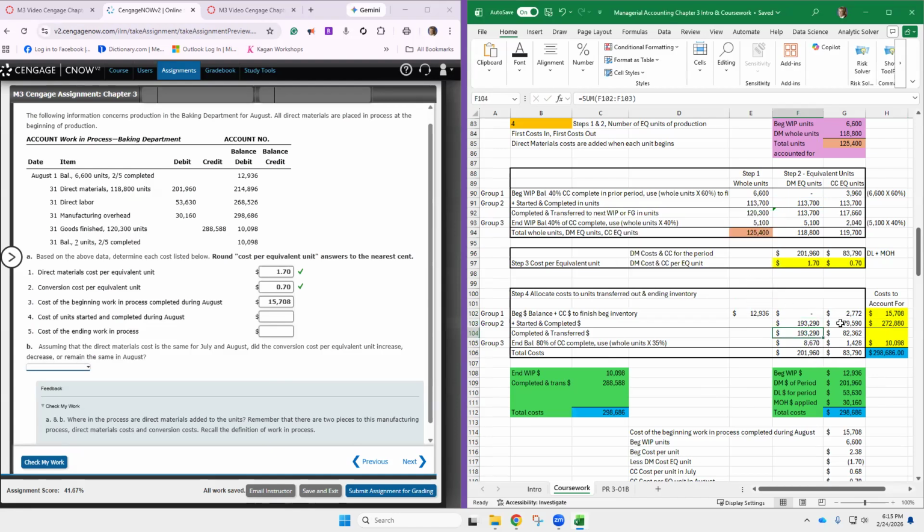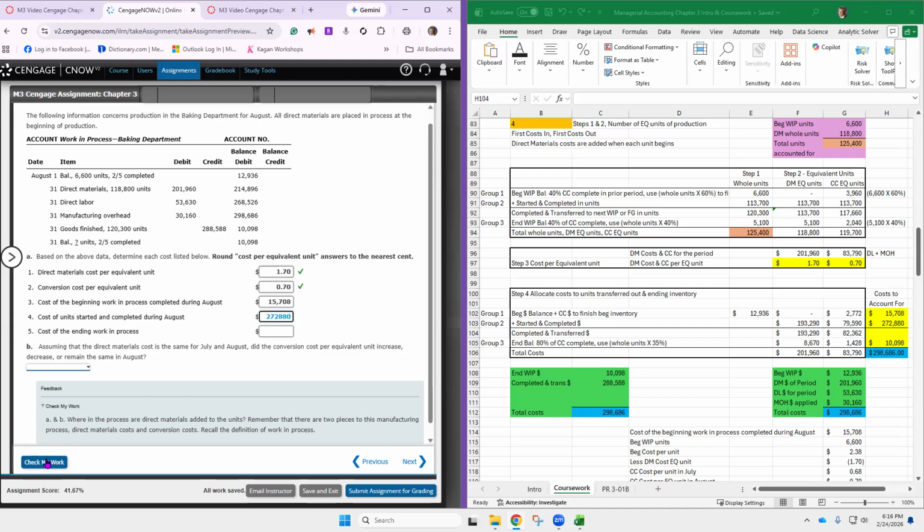Now we're going to go over here to the conversion column, and we're going to take the started and completed units times its 70 cent cost. Then we're going to add across. We didn't have any there from the prior month. That's only in the beginning balance. So for the month that we're looking at, you add those together. I got 272,880. Let's see if we're right.